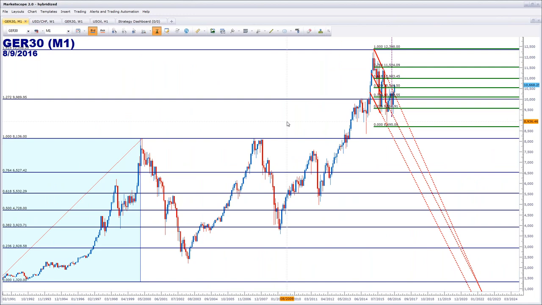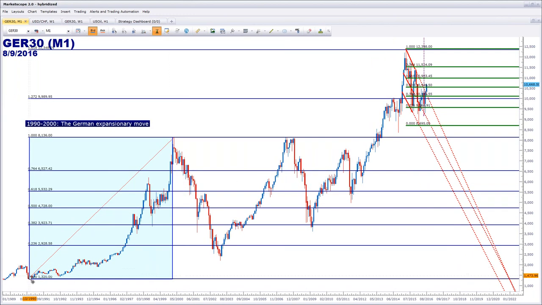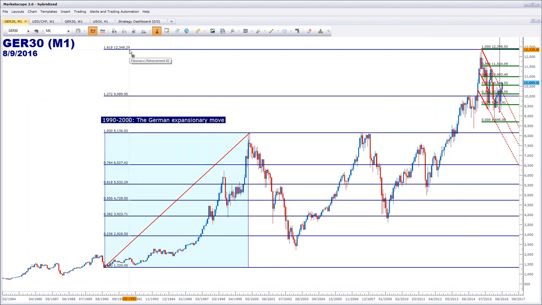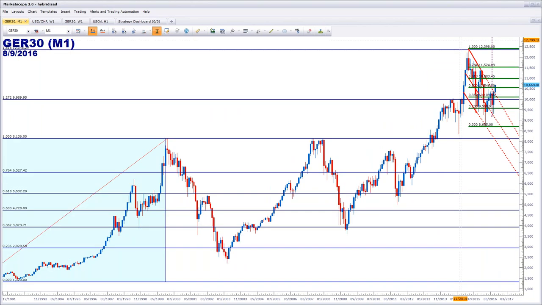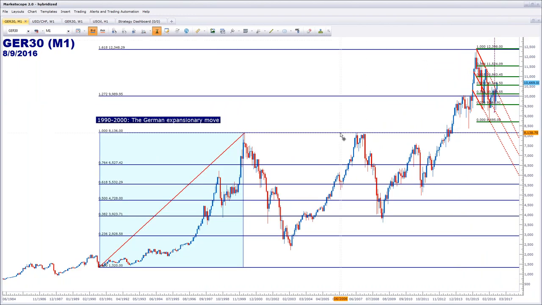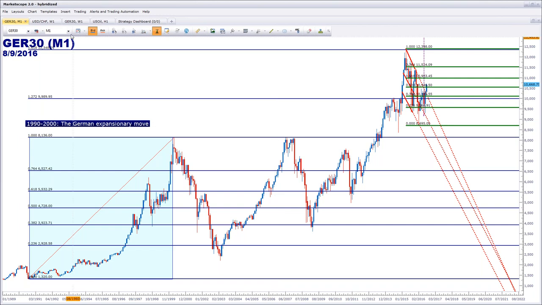Right now I'm looking at roughly the 25-year chart on the DAX. What's really interesting to me is the way that the German expansionary move has helped define everything else. Here, I'm taking the low in the year 1990, drawing that up to the high in the year 2000, and that's what I'm calling the German expansionary move. The 27.2% extension of that move comes in right at 99.89, spot 95. What's really cool, though, is the 6.18 extension of that move comes in right at 12,348, spot 29. Want to guess where that top came in at? Just a couple of handles above that, 12,398. To me, it looks like these Fib extensions caught this move pretty well.